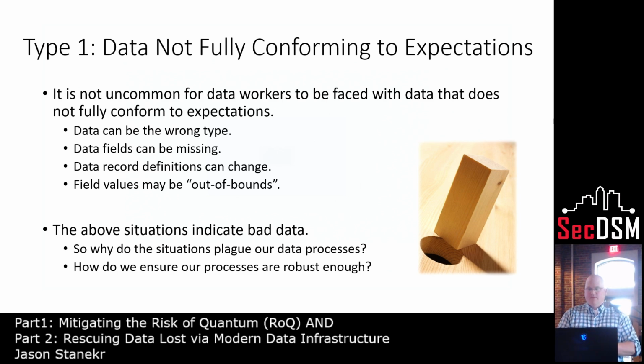There are a lot of reasons that data might not conform to expectations. Simple things like it's the wrong type, a missing field, definitions can change, out-of-bound values. Some might be accidental, other situations might be intentional, but data that doesn't conform can't be considered good data, and it can create problems. So what are some clues, for example, if we were talking about April Fool's Day, that might lead us to suspect that that data is bad?